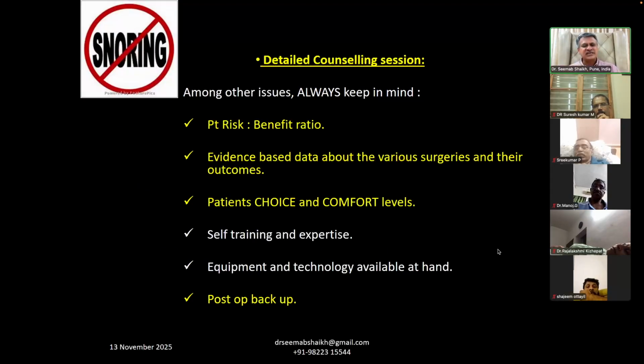In this counseling session, what becomes important is for you to understand the patient risk to benefit ratio. I may be a very confident surgeon and I know very well, okay, I can do this surgery and this patient will improve. But if the patient is not willing to take the risk, you cannot force the patient. Today is the date of evidence based medicine, and you must have various data. You must understand the questions that are asked to you by the patient and respect the patient's choice and comfort level.